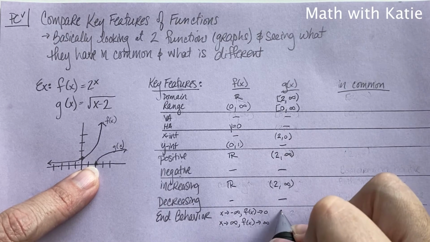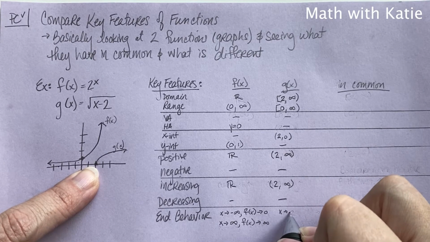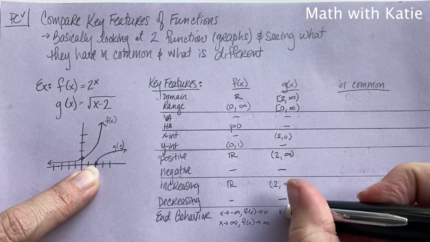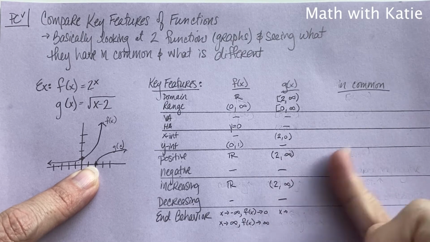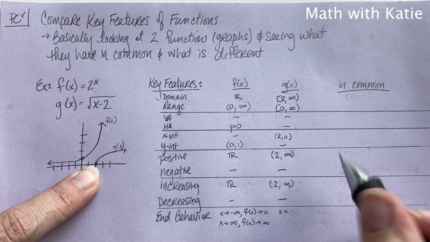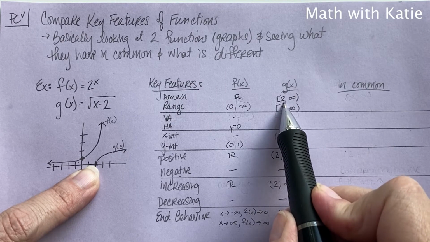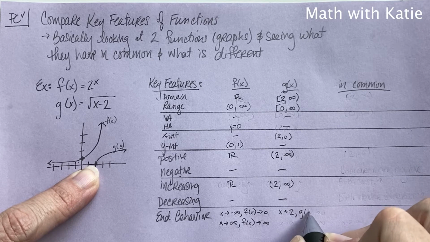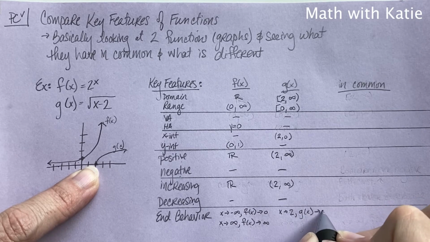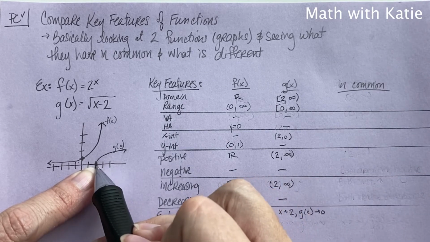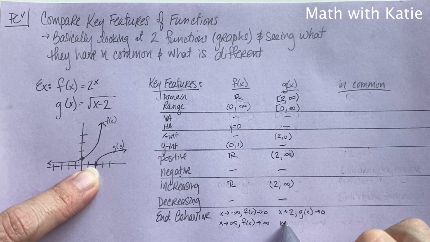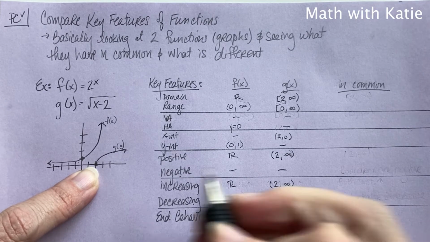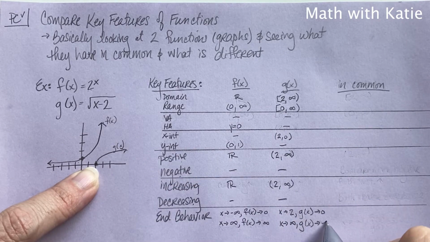Okay, what about our end behavior? So as x goes to negative infinity, well, since the lowest value on our domain is 2, we're going to start there. So as x goes to 2, g of x goes to 0, right? Now as x goes to positive infinity, g of x goes to positive infinity as well.